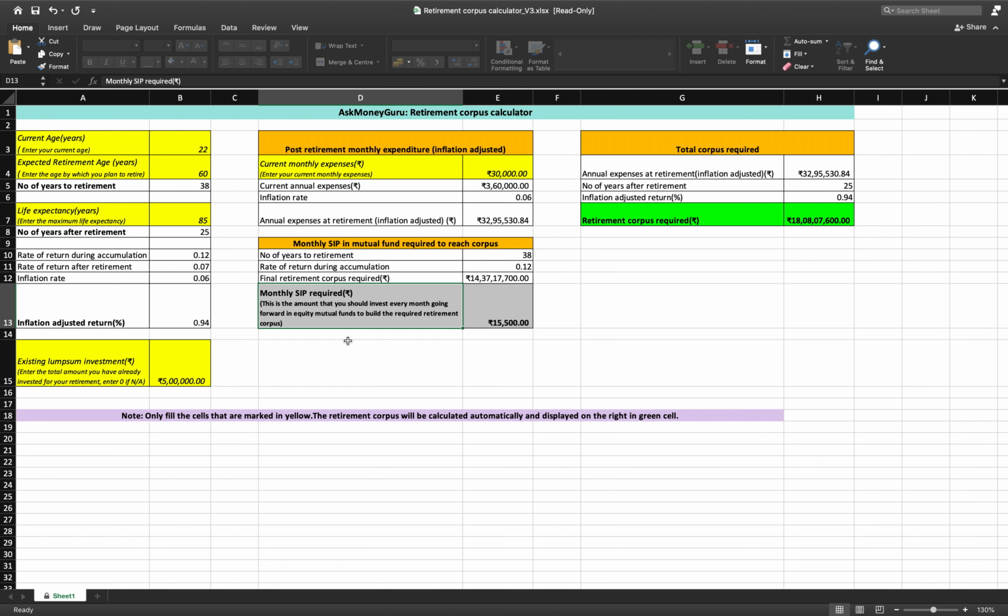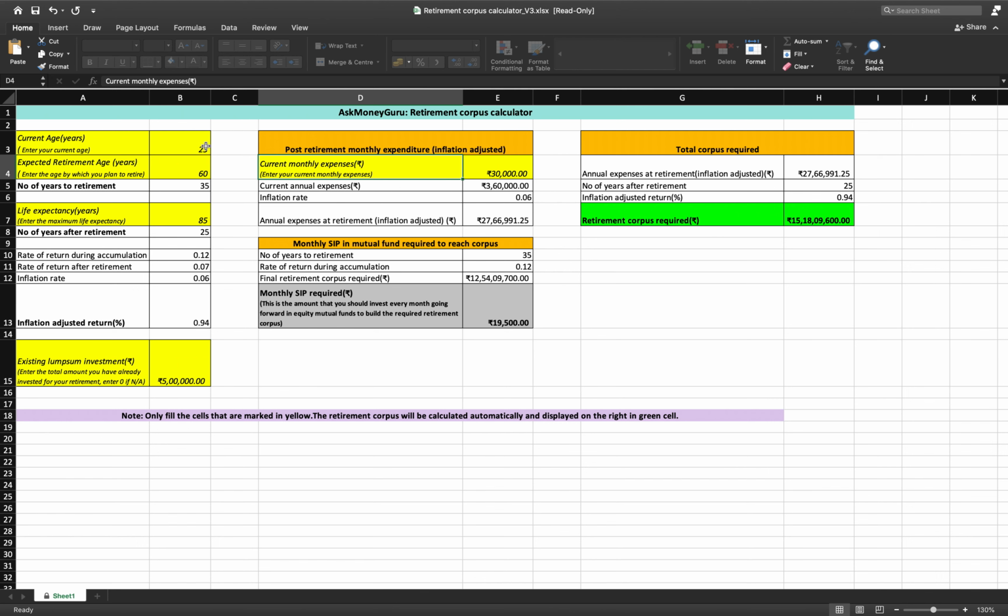So let's just now see how to use it. So let's say that I enter current age as, let's say, 25, right, for someone, let's say for a typical person X, and expected retirement age is 60. So one thing is, I think this calculator is very easy to use. You just have to fill in the cells which are highlighted in yellow here, and the calculator will take care of the rest, and it will display the final amount in green at the right. So you just need to enter current age, expected retirement age, life expectancy, existing lump sum investment, and current monthly expenses. Only these 5 parameters, and the rest will be calculated on its own and displayed here.